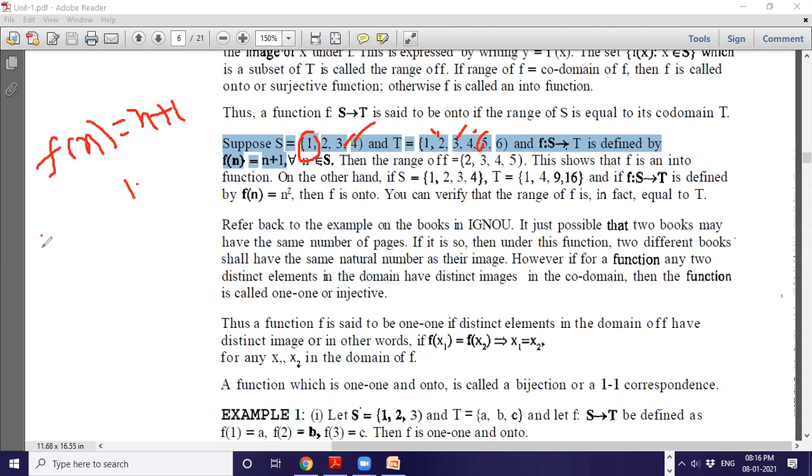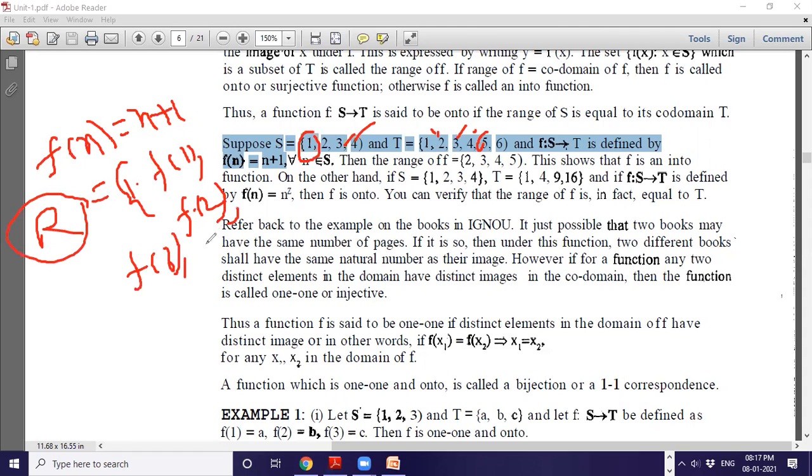So if I find out the range, then what will be the range here? f of 1, let me show it once again, please look carefully. f of 1, f of 2, f of 3, f of 4. So f of 1, how much did I get? 2. f of 2 is 3. f of 3 is 4. f of 4 is 5. So that is our range.